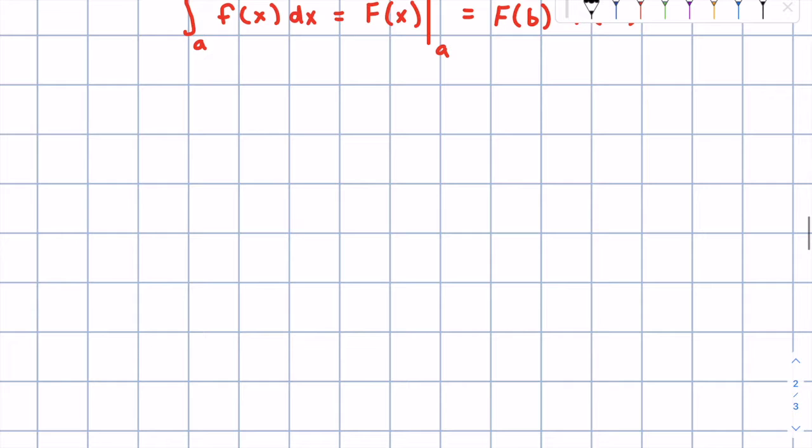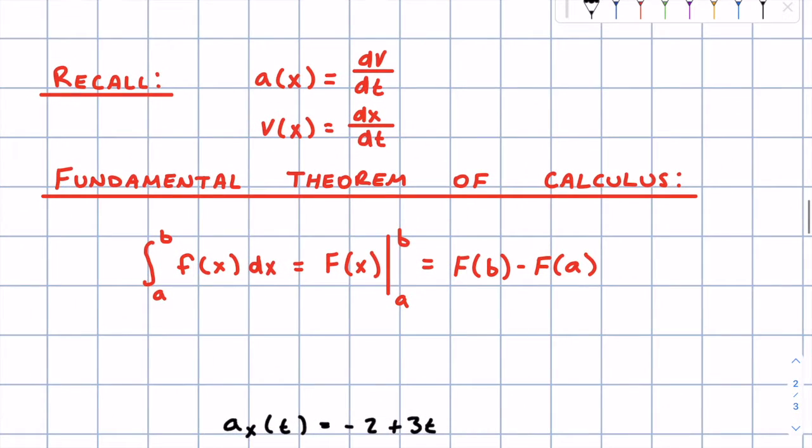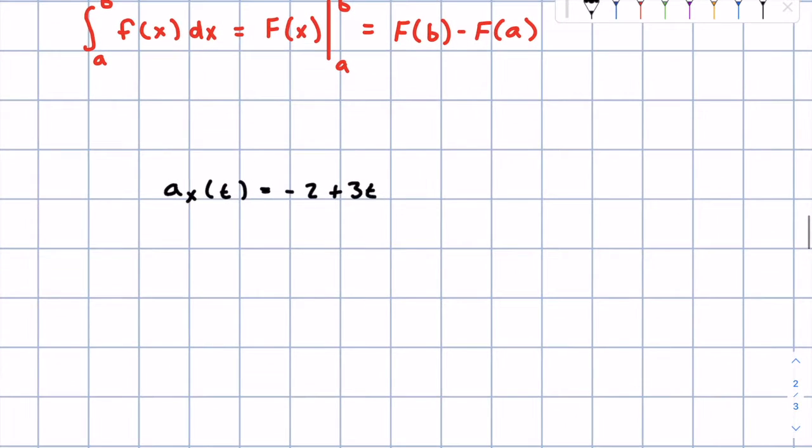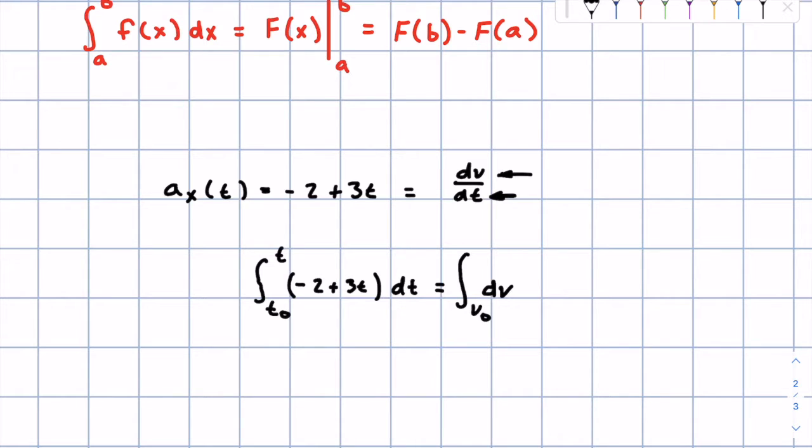We know that acceleration in the x direction as a function of time is equal to -2+3t. And using this right here, we can say that that's also equal to dv over dt, v being the velocity in the x direction. So what I'm going to do here is multiply this dt over to the other side to isolate dv. So we've got -2+3t all multiplied by dt is equal to dv. And then I'm going to integrate both sides, this side from t naught to t, and this side from v naught to v. This is the fundamental theorem of calculus.